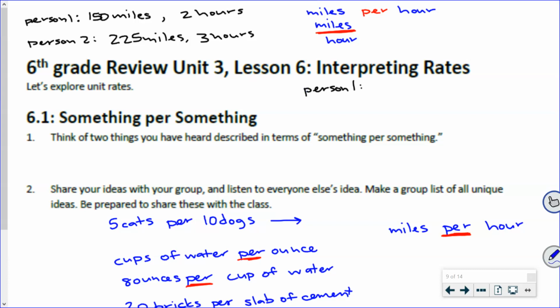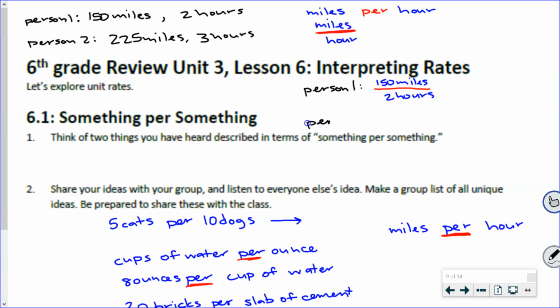Well, let's see. They're going 150 miles, so I'm going to put that on the top. 150 miles. Hands down. There shouldn't be any time for you to be having your hand up when your hand should be writing all of this down. Person one is 150 miles per 2 hours.